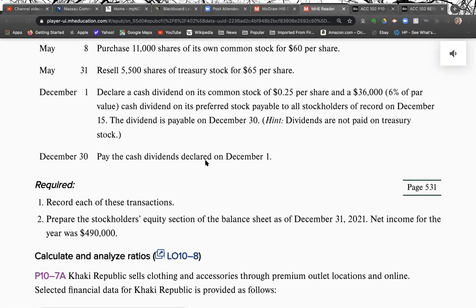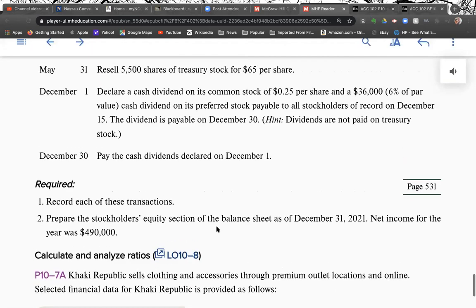What are the requirements? Record each of these transactions. In other words, we need to make journal entries for all of these. And then they want us to prepare a stockholders' equity section of the balance sheet at the end of 2021. They tell us net income was 490. That's fine. So what we need to do, I mean, again, in an ideal world, you would draw T accounts for these things. And even though they don't ask you to do it here, how else can you keep track?